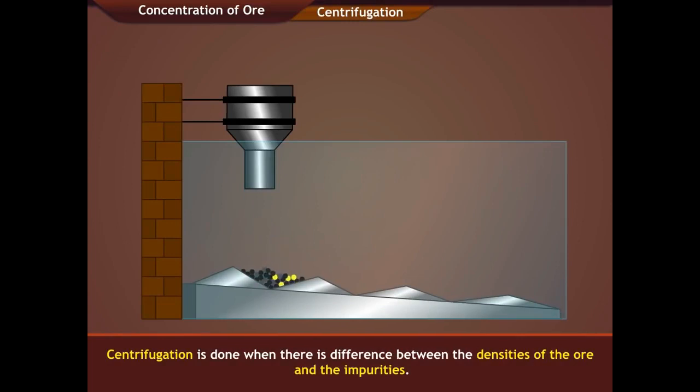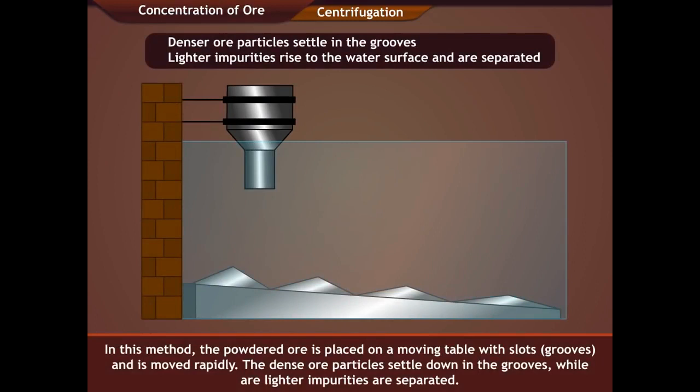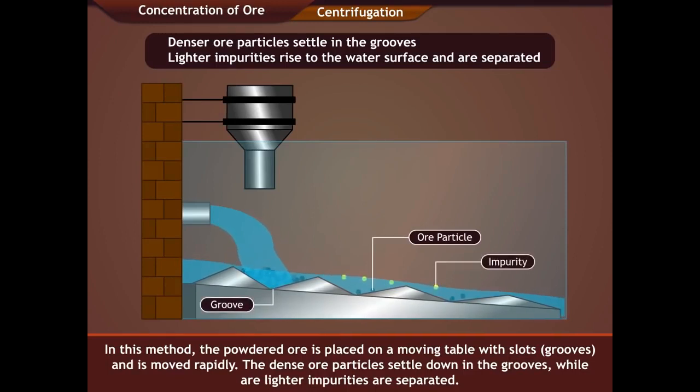Concentration can be done by any of the three methods. Centrifugation is done when there is difference between the densities of the ore and the impurities. In this method, fine powder of ore is placed on a moving table with slots and is moved rapidly such that the particles of metal remain in the slot because of centrifugal force. The dense ore particles settle down in the grooves while the lighter impurities are separated.